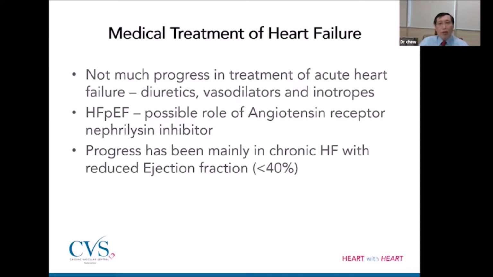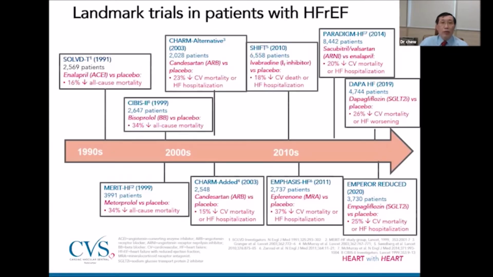There's been some interest in the use of a new group of drugs, the angiotensin receptor neprilysin inhibitor, for the treatment of this condition. But unfortunately, the PARAGON trial, which looked at this drug versus valsartan, showed that there was no significant benefit, even though there was some suggestion of benefit in subgroups. Most of the progress in the management of heart failure has been in heart failure with reduced ejection fraction, where the EF is below 40%.